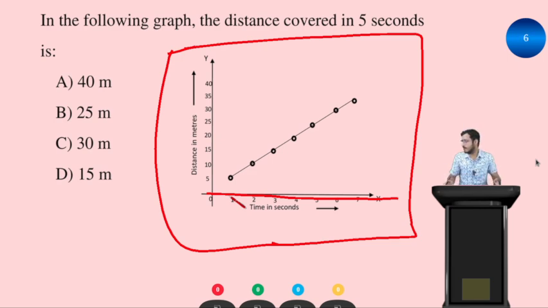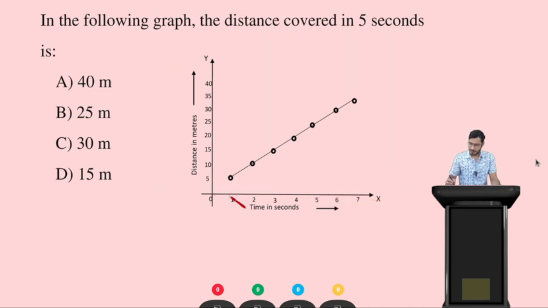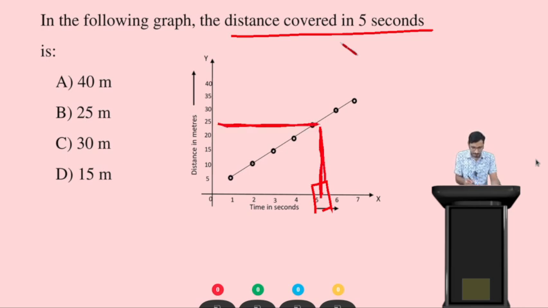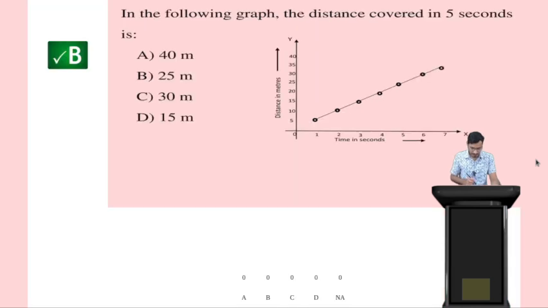Read the graph paper carefully, and then tell me the answer. Okay students, time's up. The right answer is, you can see here, 5 seconds on the x-axis. Distance covered in 5 seconds. So here the distance is 25 meter. So the right answer is option B, 25 meter.